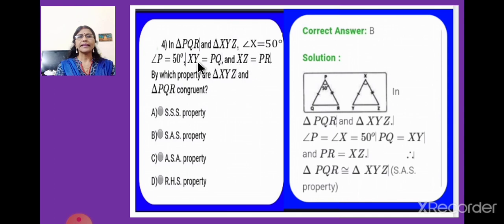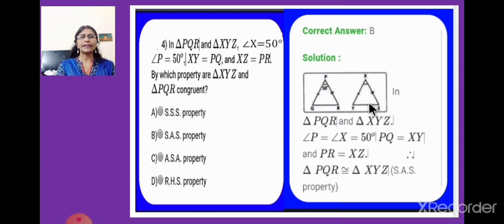Then we will take the next condition here. XY is equal to PQ. So XY we will see here, this side. You can see here it is marked also. XY you can mark and show that these two sides are equal. This side is equal to this side. Similarly, XZ is equal to PR. So this side is equal to this side. These two sides are equal.